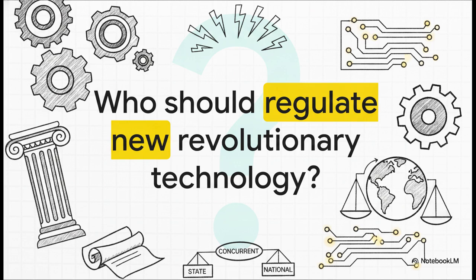Let's say a massive, revolutionary new technology is invented tomorrow, something the framers could never have even imagined. Based on the constitutional blueprint you just learned, should creating laws to regulate it be an enumerated national power, a reserved state power, or a concurrent shared power? Think about how the Supremacy Clause and things like interstate commerce might apply here. Take the structural rules we just explored and try to apply them to the future.